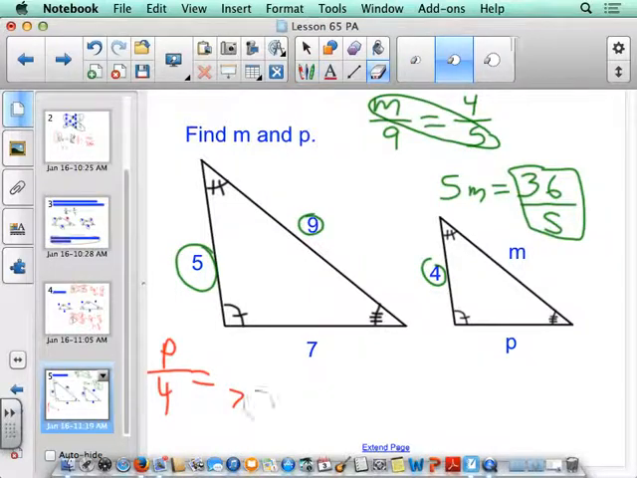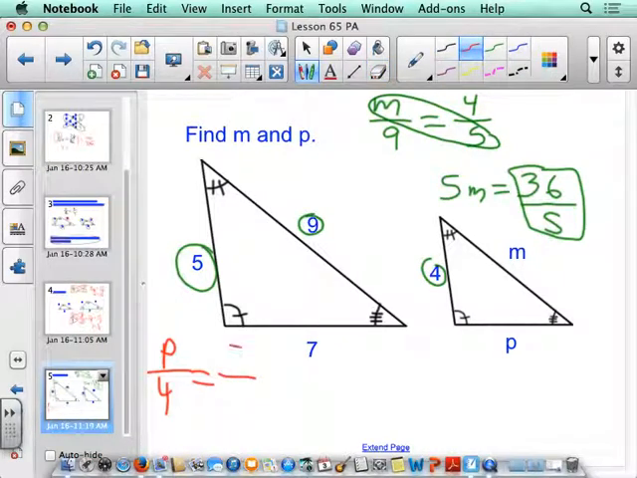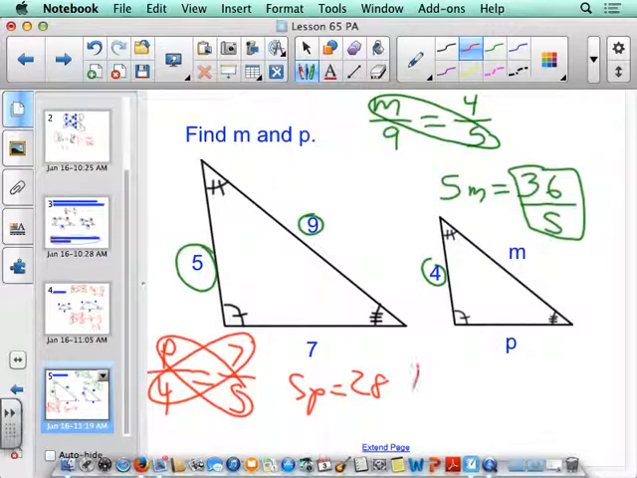Whoop, then I put it in the wrong spot. Okay, and then the length that's related to 4 again. Grant? 5. Then do your cross products. 5p equals 28, and p equals 28 over 5.